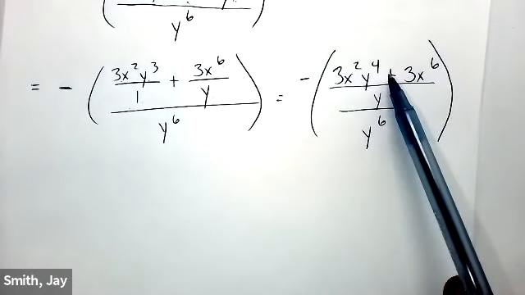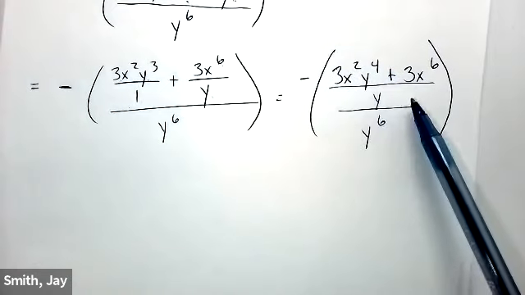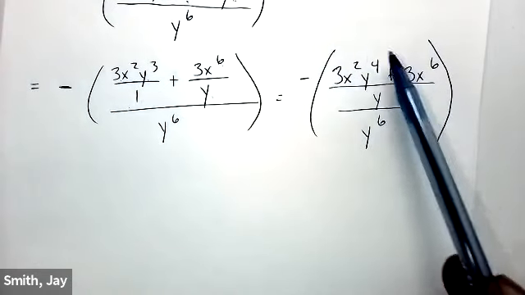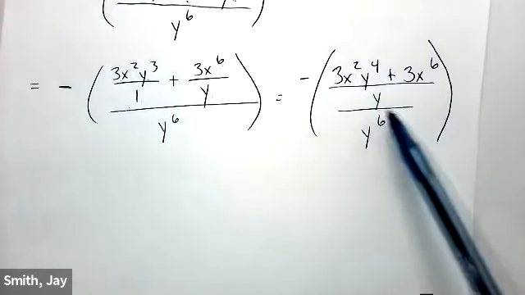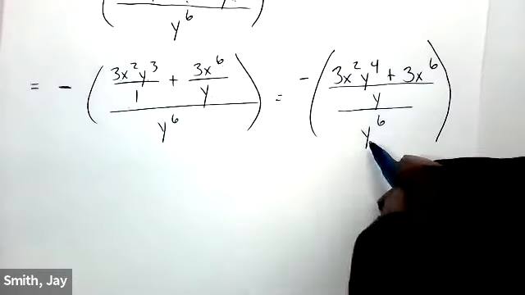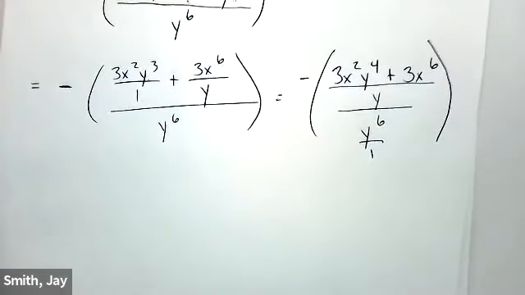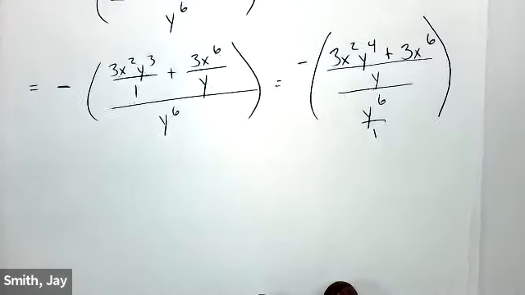Now we have a pretty complex fraction, 3x squared y to the 4th plus 3x to the 6 over y. That's my top fraction being divided by a whole number, y to the 6. Just like before, we can easily turn that whole number, y to the 6, into a fraction, putting it over 1. This way we can use that keep, change, flip.